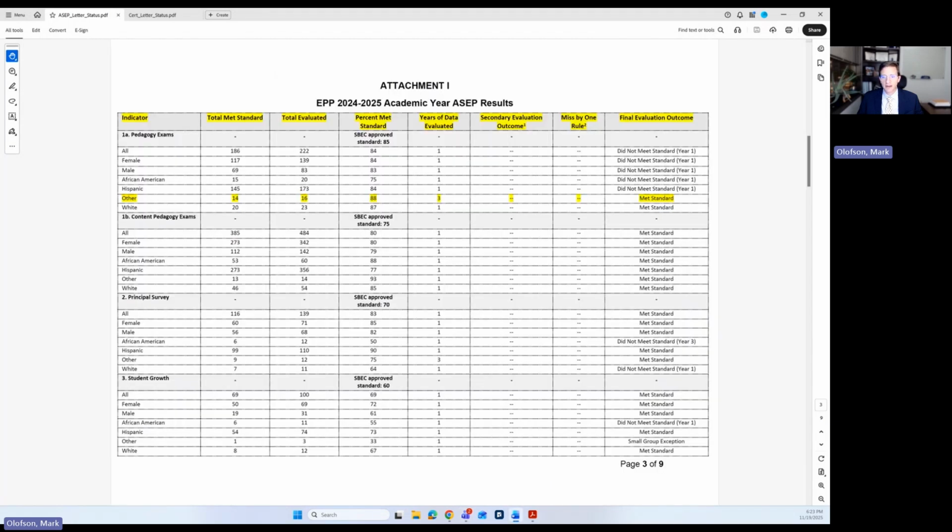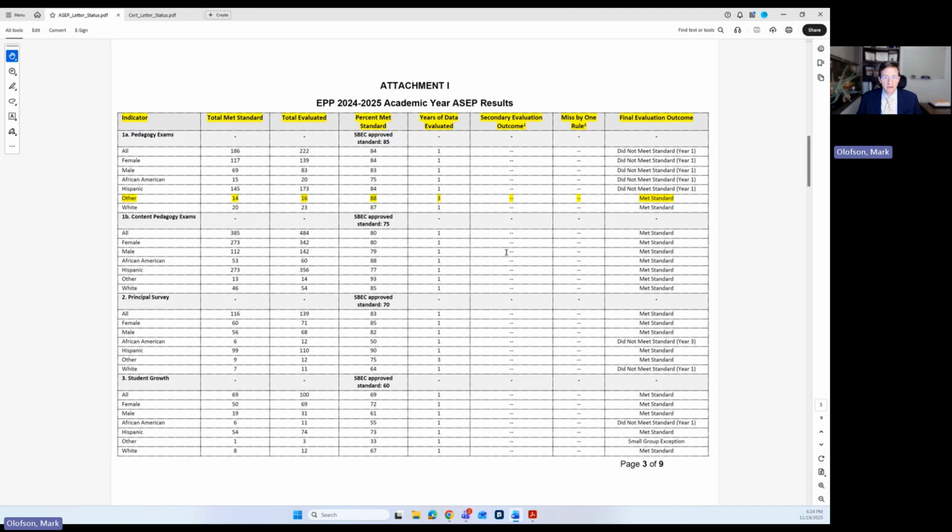Attachment 1 of the letter provides the calculated values at the all level and at the individual demographic group levels for all individual ASEP indicators. You can see in the top row that we have the column headers of the indicator, the total number of teachers or candidates who met the standard, the total number of teachers or candidates who were evaluated, and the percentage. And the top row of each indicator shows the performance standard for that indicator.